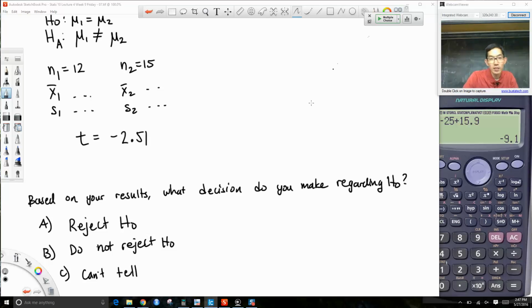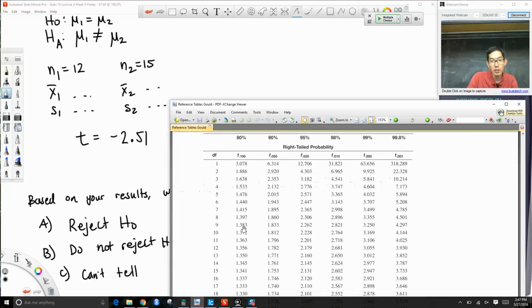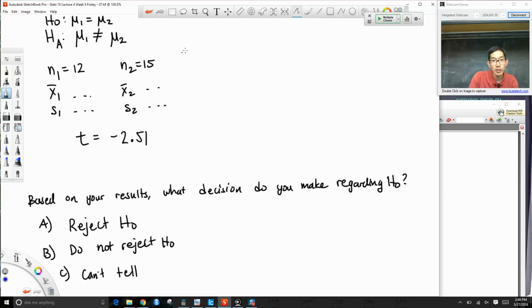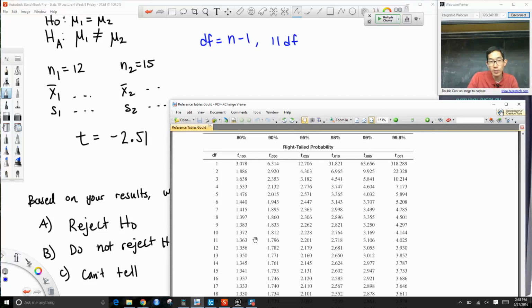Okay, all right, so let's take a look. Our test statistic is negative 2.51. With the alternative hypothesis being a not equal sign, we're just going to ignore the negative sign. And how many degrees of freedom do we have? We have 11 degrees of freedom, right? Degrees of freedom is equal to n minus 1, 12 minus 1. Using the smaller n, we have 11 degrees of freedom.